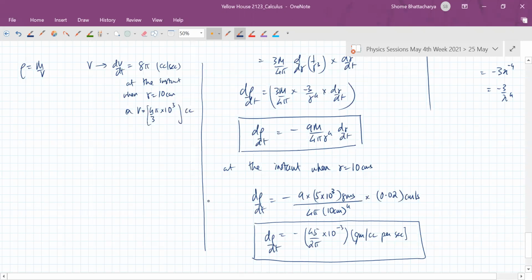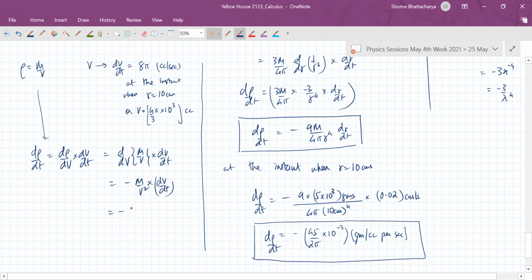So now if I use this relation, I can write it as rate of change with respect to volume into dv by dt. We'll do this also. So differentiation with respect to volume of m by v. So that will become minus m by v square, because m is a constant, into dv by dt. So let's check out how much that gives us. So minus of 5000 grams divided by volume squared. So that will be 16 pi square by 9 into 10 raised power 6.